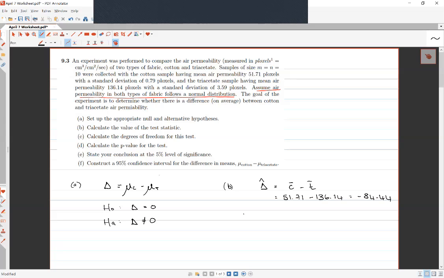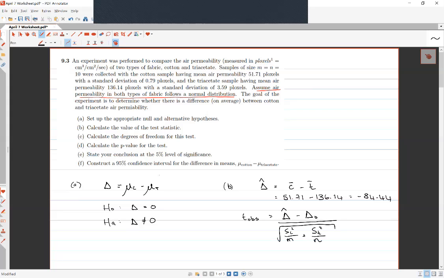So our test statistic is the observed difference minus the hypothesized difference, divided by, in this case, the square root of each sample variance over each sample size.